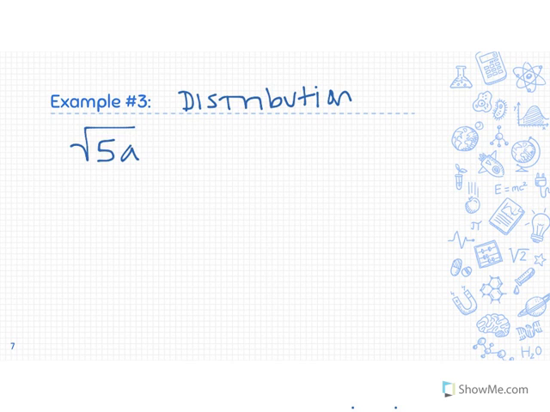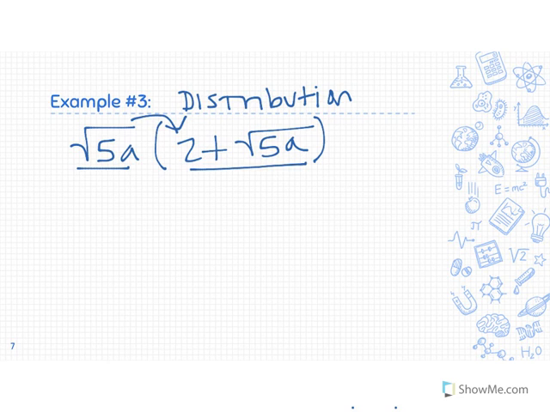Okay, so our next example we're going to go over is distribution. Just to show you guys that it's a little bit different, and just to refresh our memory about distribution, we are going to have the square root of 5a times 2 plus the square root of 5a. So when we distribute, we have to multiply this term by all the terms inside the parentheses. So remember, we can only multiply our coefficients, so the coefficient here is 1, and this is outside the radical, so 1 times 2 is 2. And then our radicand stays the same because there's no radical that we are multiplying it by.